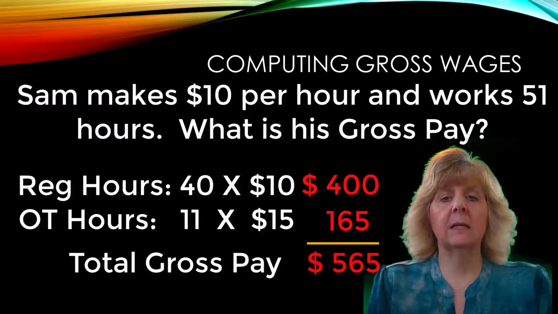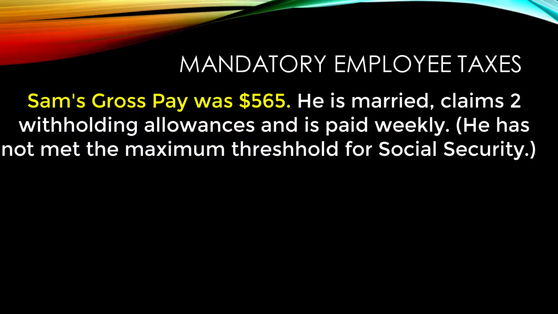This is the beginning of the payroll calculations, because in most cases his gross pay will be used to compute the remaining deductions. Based on Sam's gross pay of $565, let's calculate his mandatory payroll deductions. Sam is married, claims 2 withholding allowances on his W-4, and is paid weekly. He has not yet met the maximum threshold for Social Security.